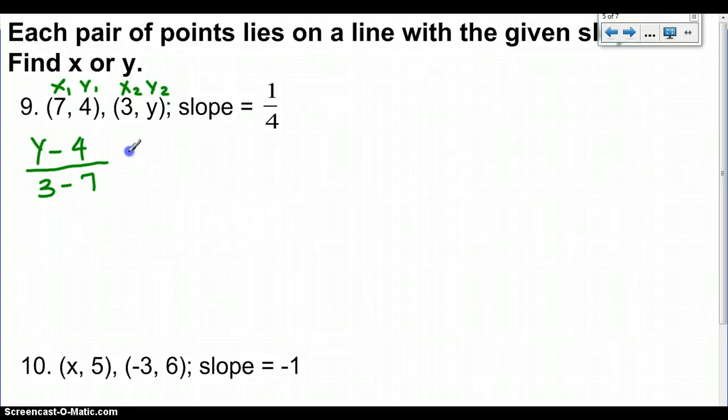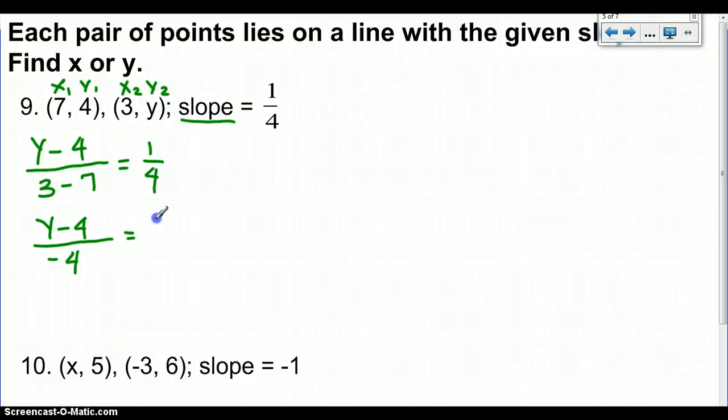And when we figure this out and we solve it, it's going to give us our slope, but we know our slope, so it's going to equal 1/4, because this is our slope. So to solve this, let's do 3 minus 7, which is negative 4, so we'll have y minus 4 over negative 4 equals 1/4. So to get rid of this negative 4, we multiply each side by negative 4. And we'll have this cancel out.